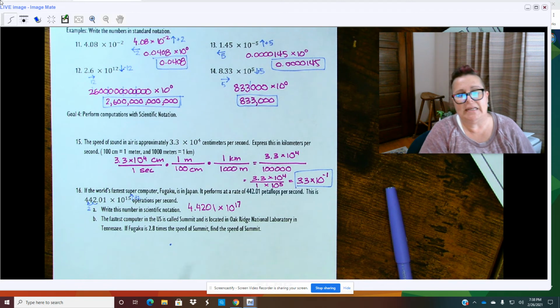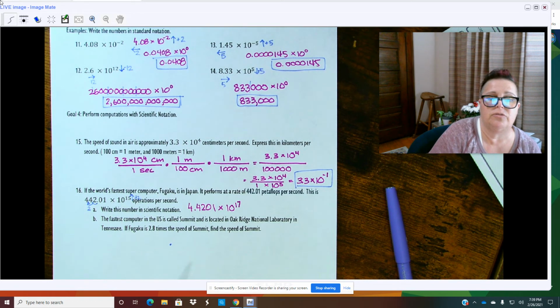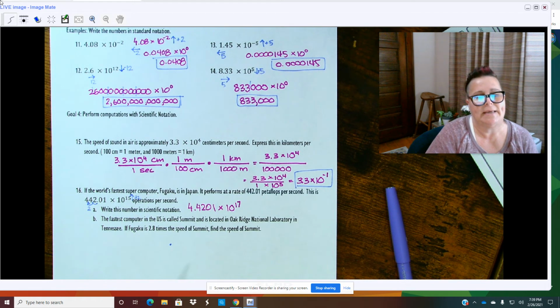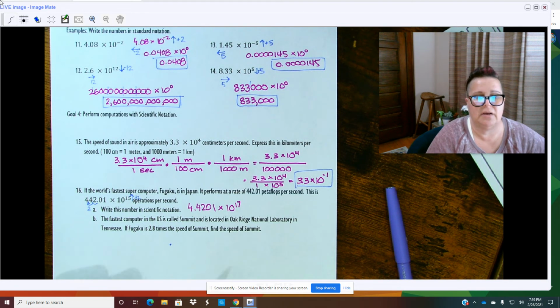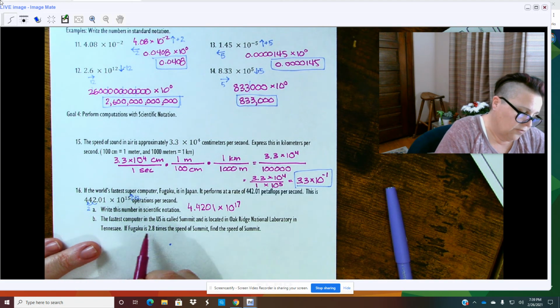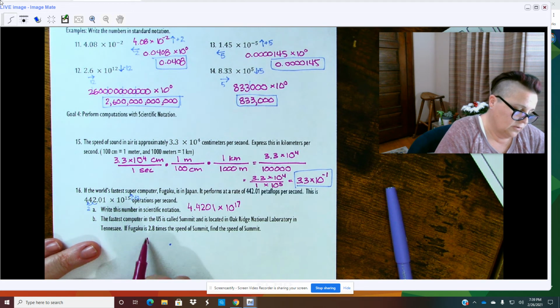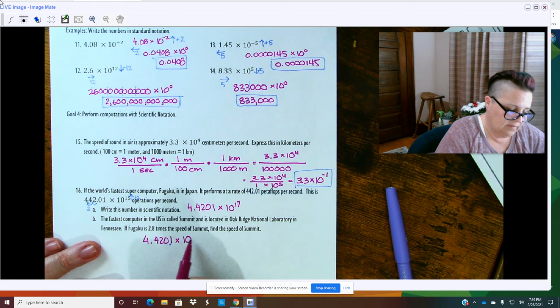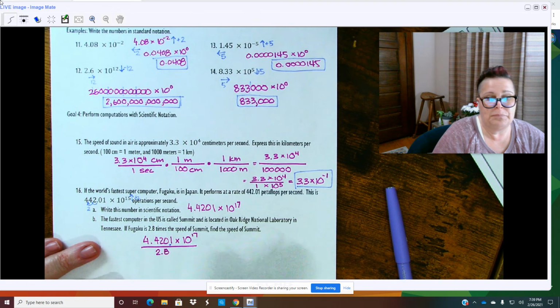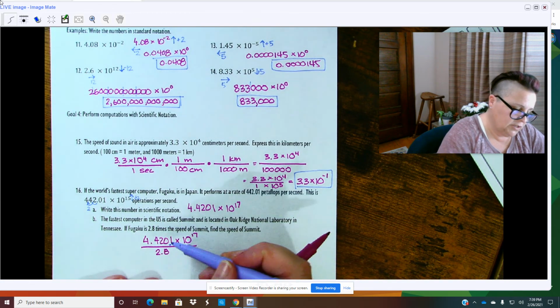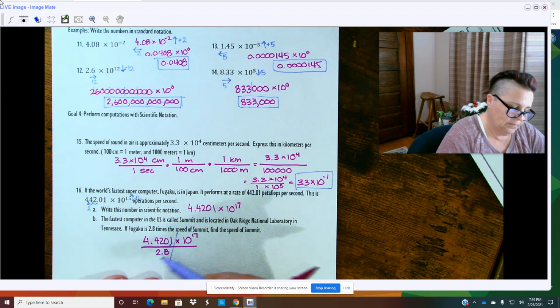The fastest computer in the U.S. is called the Summit, and it's located in Oak Ridge National Laboratory in Tennessee. Who would have thought Tennessee? If Fugaku is 2.8 times the speed of Summit, find the speed of Summit. So Fugaku is faster by a factor of 2.8. So I'm going to take 4.4201 times 10 to the 17th, and I'm going to divide that by 2.8. In scientific notation, what we would do is actually just this division.